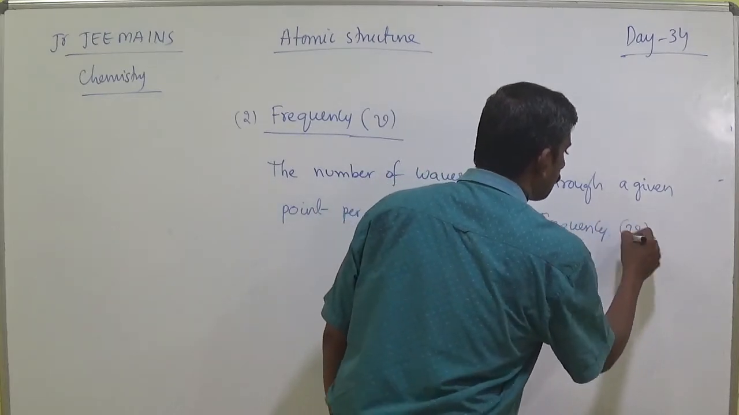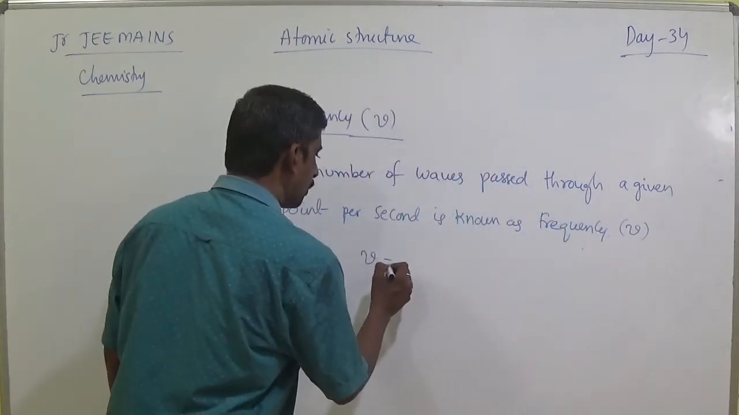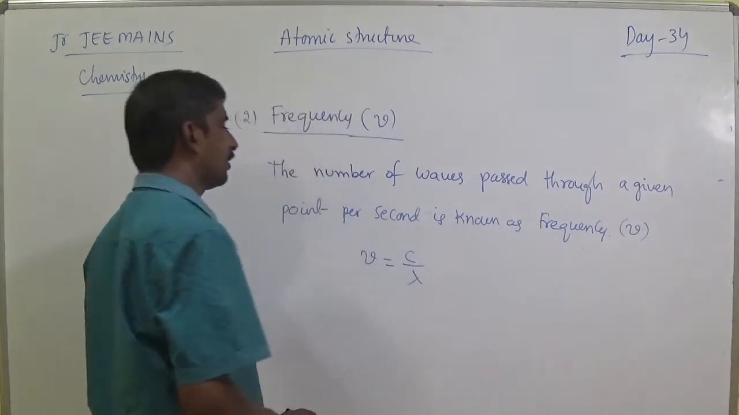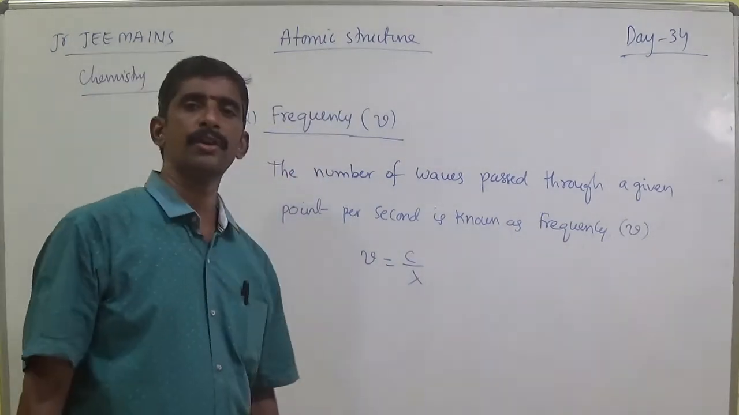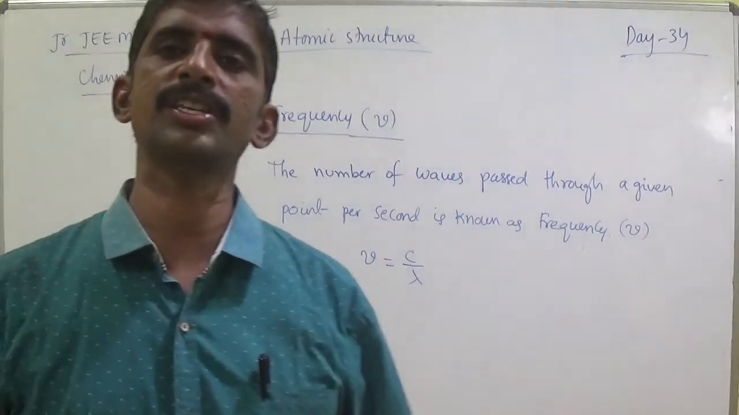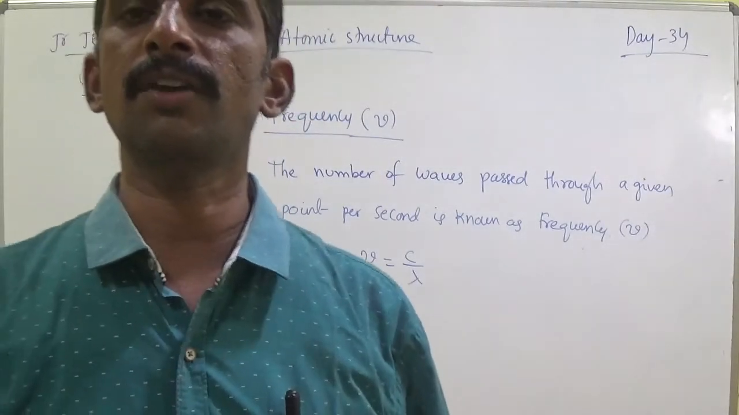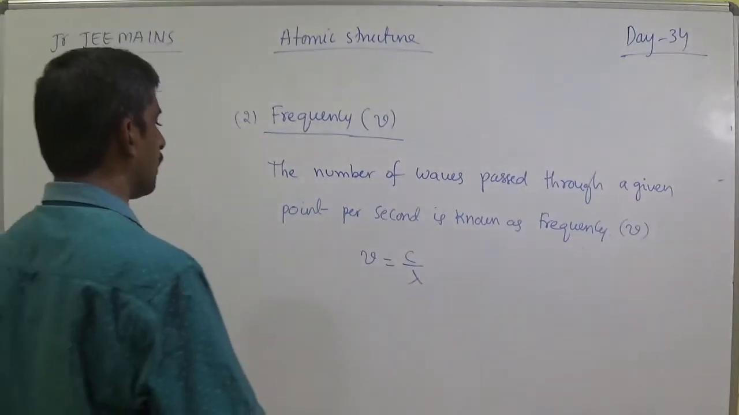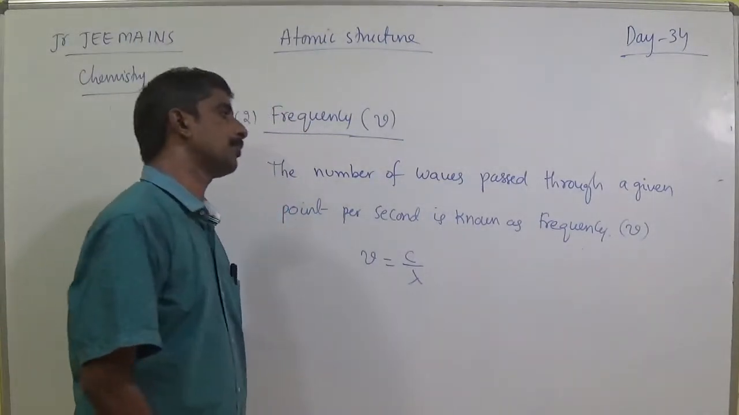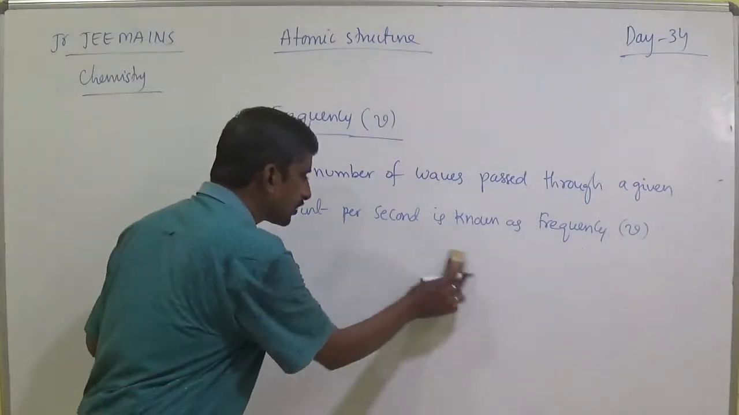It is denoted by the symbol nu, simply nu equal to c by lambda. Lambda means wavelength, and c means velocity of light. After that I will explain the velocity of light. So nu equal to c by lambda. Okay, after that I will explain the relation.